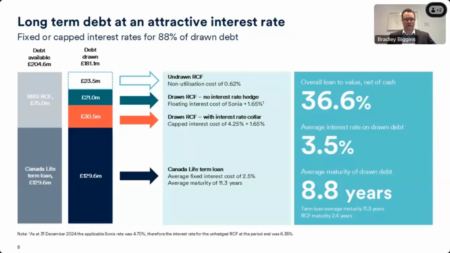We do have an RCF. The facility size is 75 million. We've currently drawn 51.5 million. And of that 51.5 million, 30.5 million is hedged. So there's a cap of 4.25% on SONIA, and 21 million is floating. Now, overall, that gives us an average interest cost of 3.5%, which we think is really attractive. And the average maturity, including the RCF, is 8.8 years.